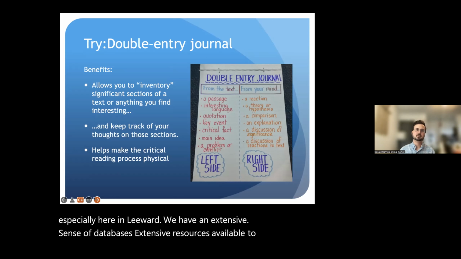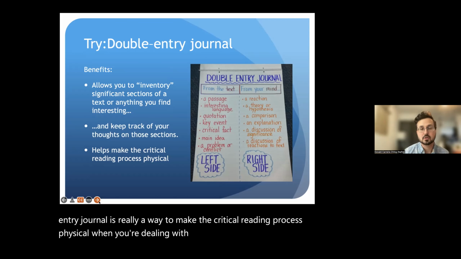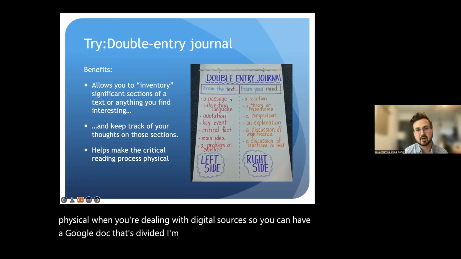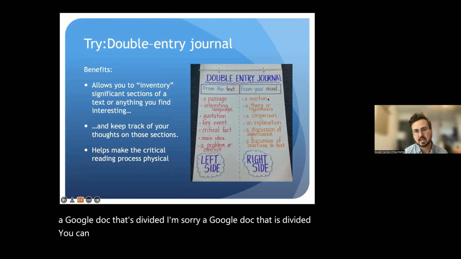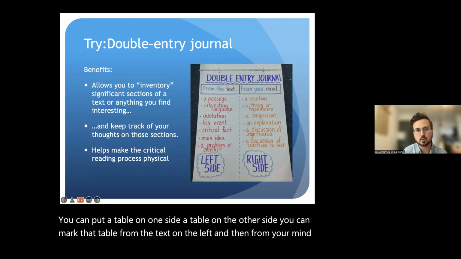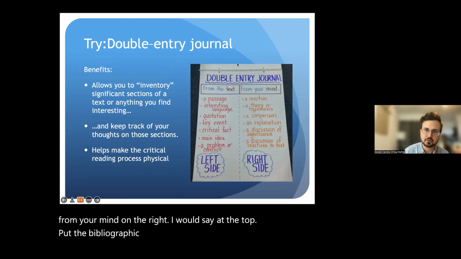So a double entry journal is really a way to make the critical reading process physical when you're dealing with digital sources. So you can have a Google Doc that is divided. You can put a table on one side, a table on the other side. You can mark that table from the text on the left and then from your mind on the right. I would say at the top, put the bibliographic information of the text.